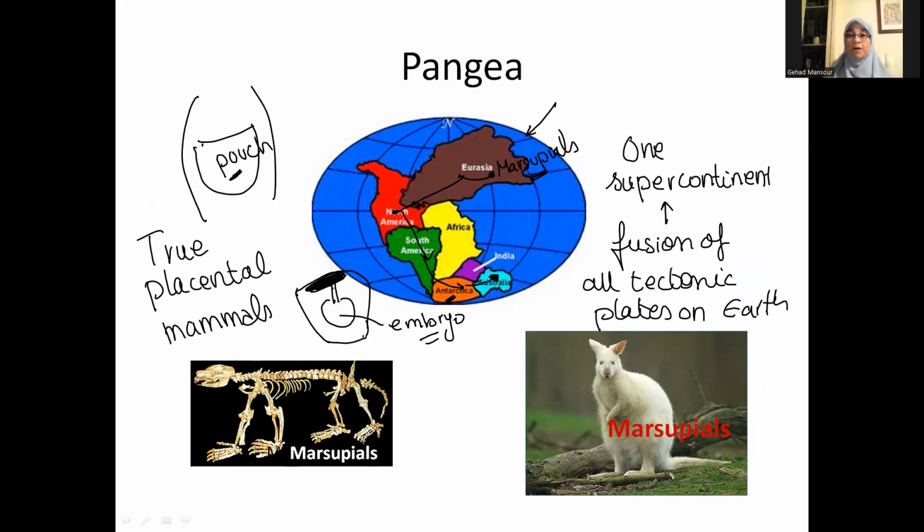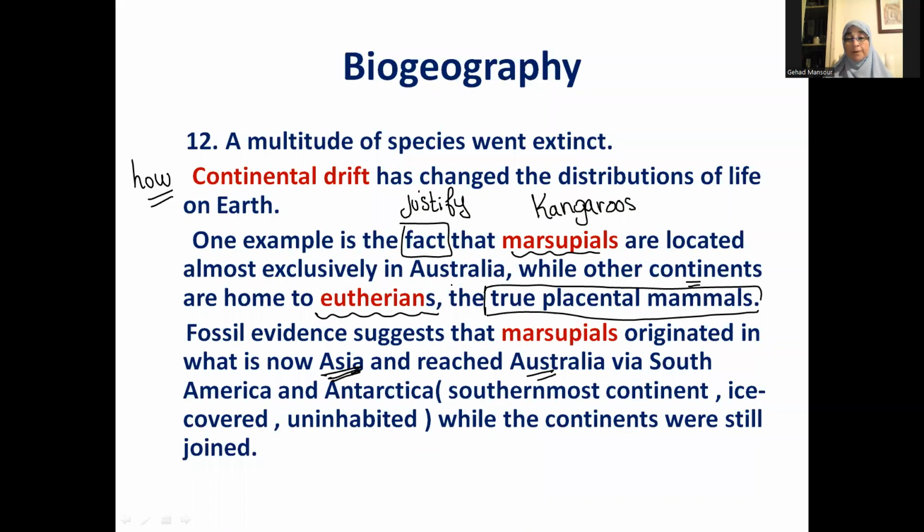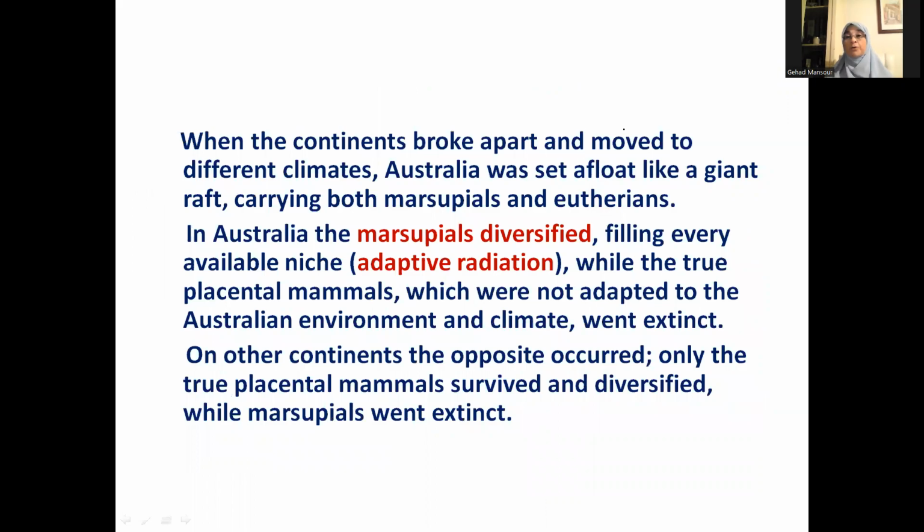Why did they settle in Australia? Because Australia was the best environment for them. So it was helpful to grow, to reproduce safely, and to increase in number. Okay? But later on, separation occurred and the continents broke apart, and every continent had a different climate. And Australia was like a giant raft. It separated, and it carried both marsupials and eutherians. So Australia contained eutherians, and then the marsupials came to it from Eurasia.